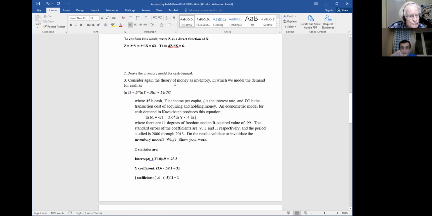In this case, we have an actual model for cash demand in Kazakhstan that will test the inventory model. So there is the equation for Kazakhstan from 2000 to 2013, and it includes independent variables that also appear in the theory of money as inventory. Let's take a look at how we can test the theory.